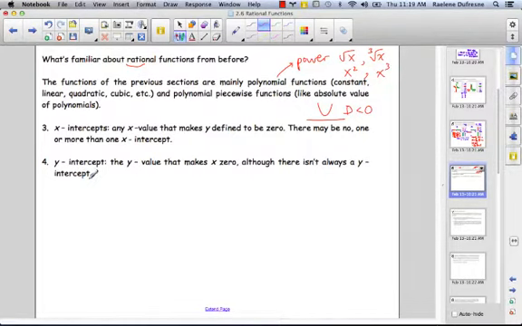For y-intercept, we still have y-intercepts for rational functions, which is the y value that makes x 0. But we don't always have a y-intercept, it depends on the graph.